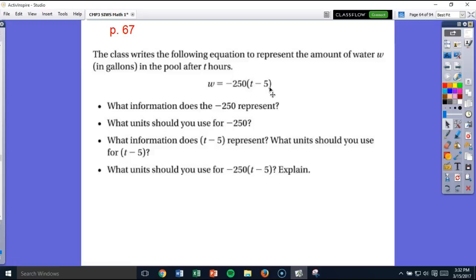So think about this. If we have water, that's represented in gallons here, and time in hours, what do these other two numbers represent with all of this? Remember, we have a pool that has water in it, and we're trying to drain that pool, and we want to know how long it takes. So what does every part of this represent? I need you to stop, think about that, pause the video if you need to, and come up with your explanation for all of the things listed here.